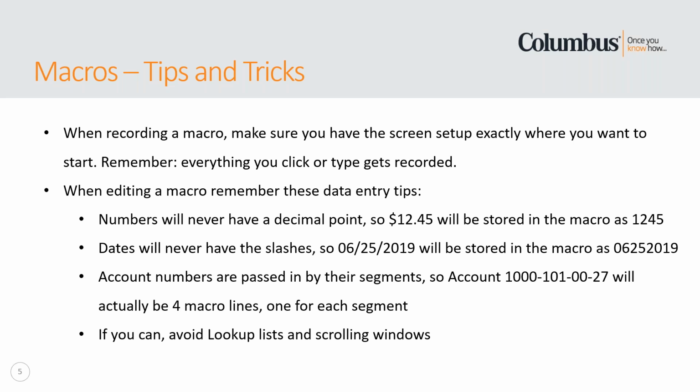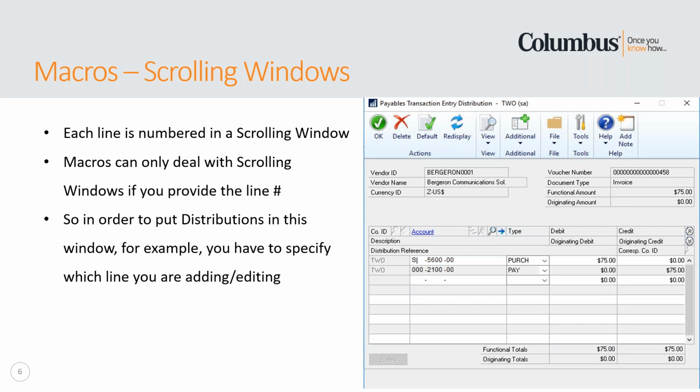So lastly, if you can avoid using the lookup lists, stay out of scrolling windows. Lookup lists especially, and I'll give you an example why. If you take a look here at the payables transaction entry distribution window, you see down there you've got your distribution lines. When a macro is dealing with a scrolling window, it literally is doing it by line number. So right now that screen has lines 1 and 2 filled in. If I want to put something on line 3, I literally have to instruct my macro to go to line 3 and do that. That also happens when you're doing a lookup window.